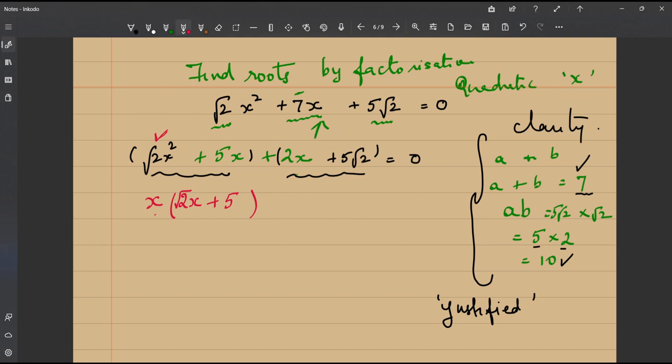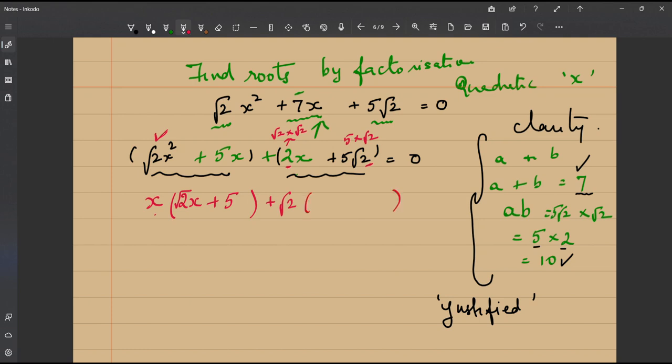But in order to take something common, we see that this term is just the product of 5 and root 2. Of course, there is nothing common between 2 and 5, but we can find something common between this root 2 and this 2, because 2 can be expressed as root 2 multiplied by root 2, and root 2 can be treated as a factor of both these terms, isn't it? So let's take root 2 as common, and there is nothing else which is common.